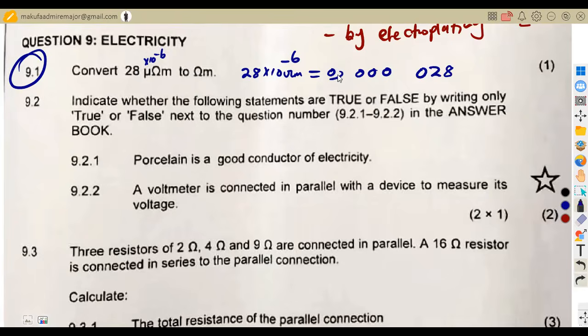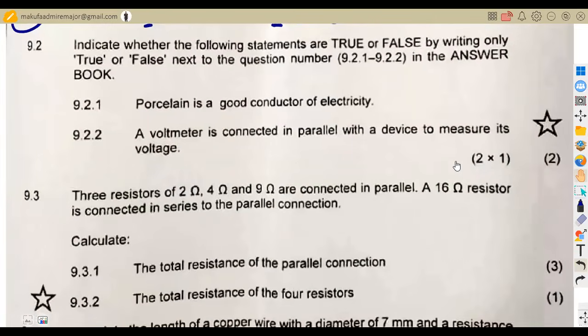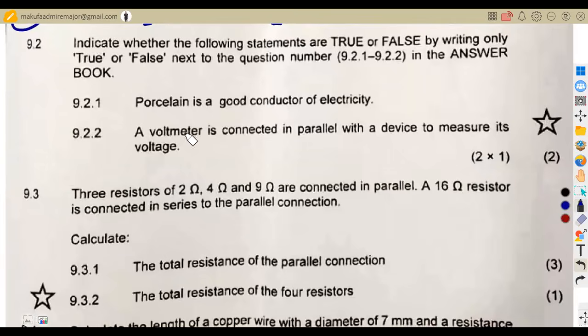So it was going to be 0.000028 ohm meter in this case. So the micro there is the one that we used, times 10 to the exponent of what? -6.